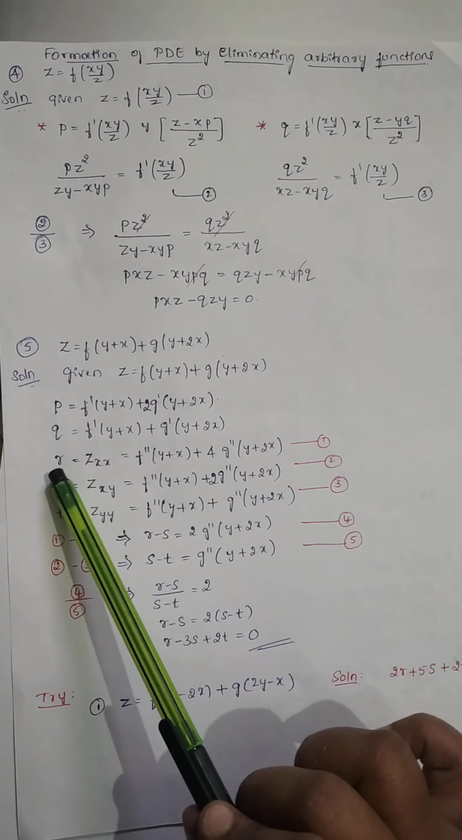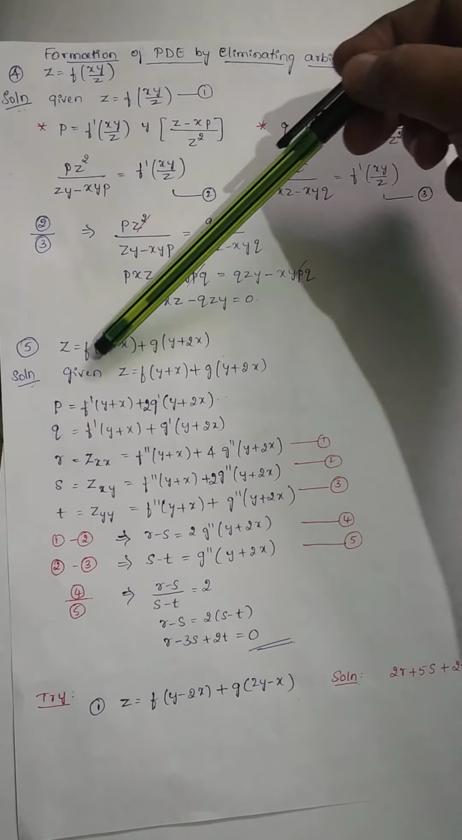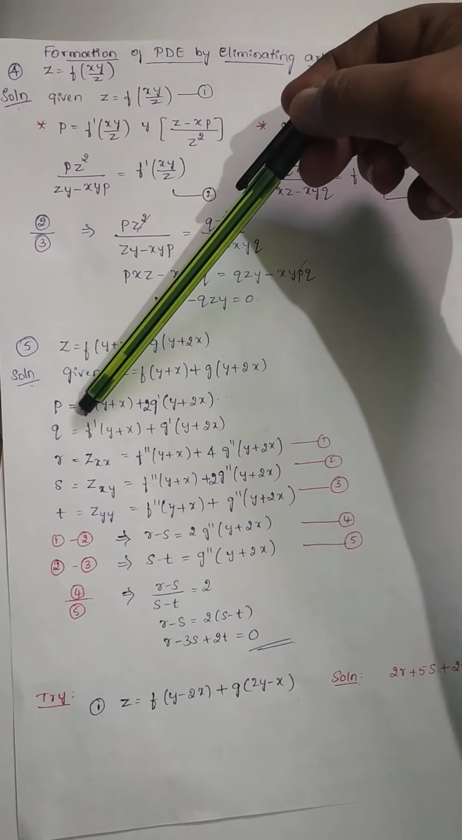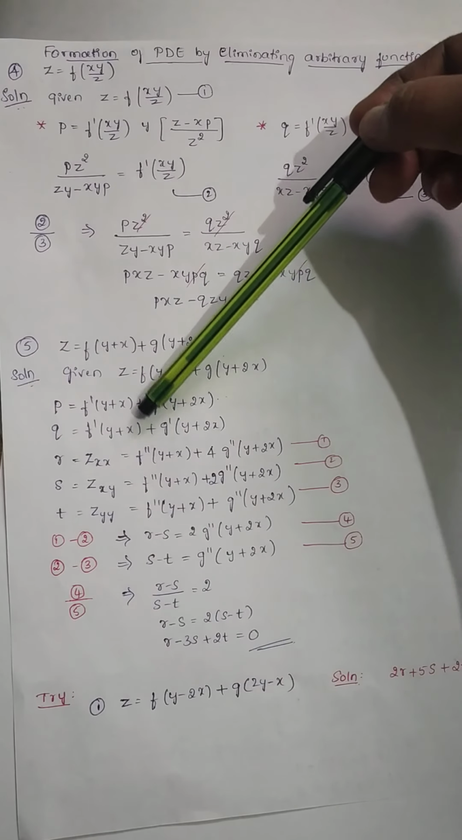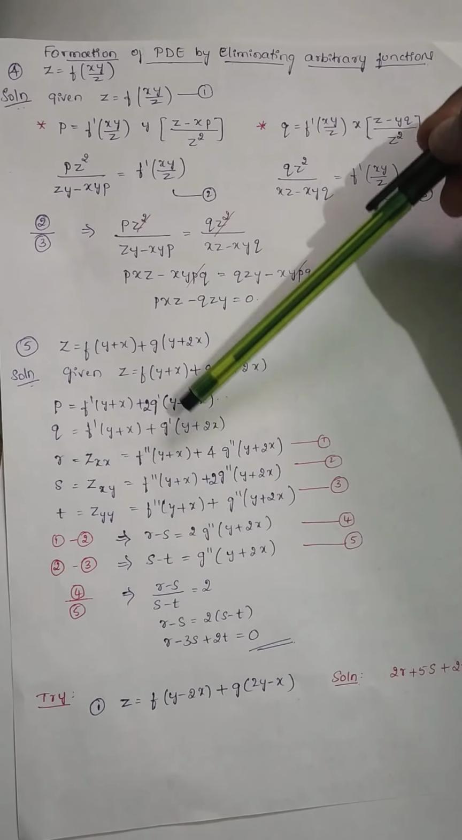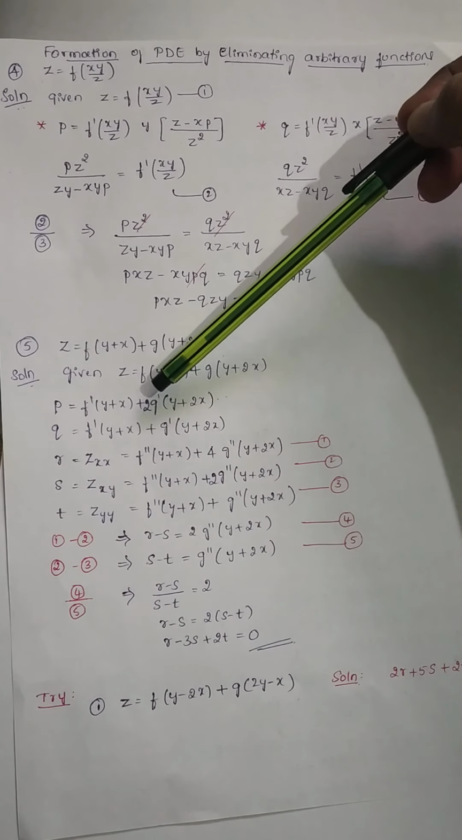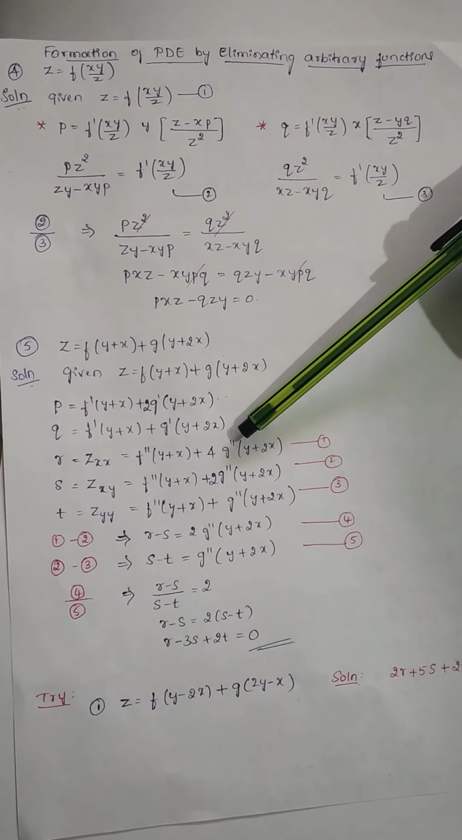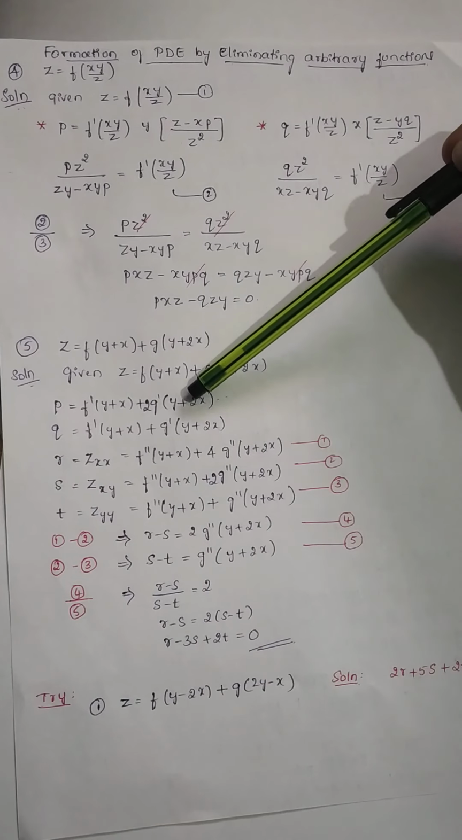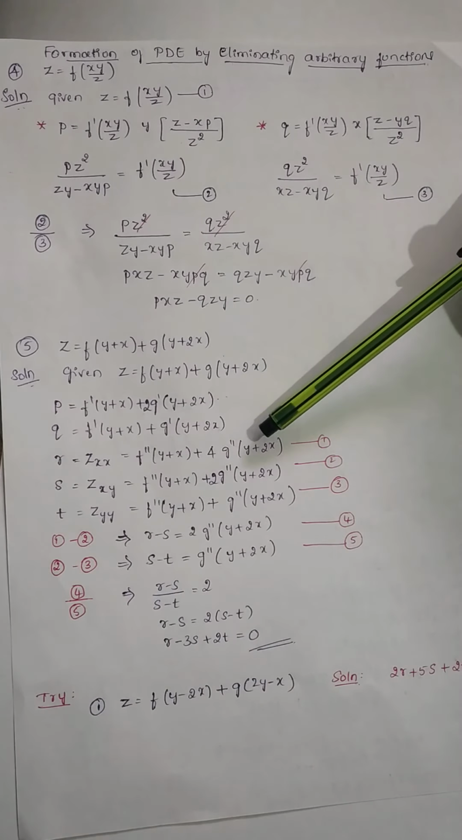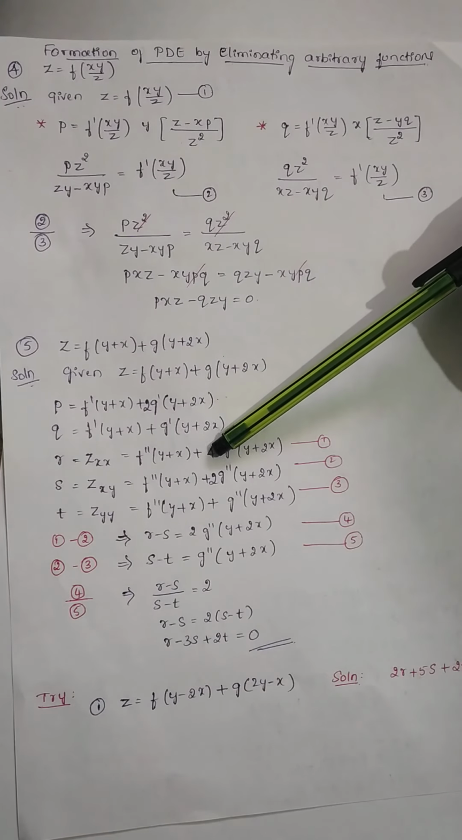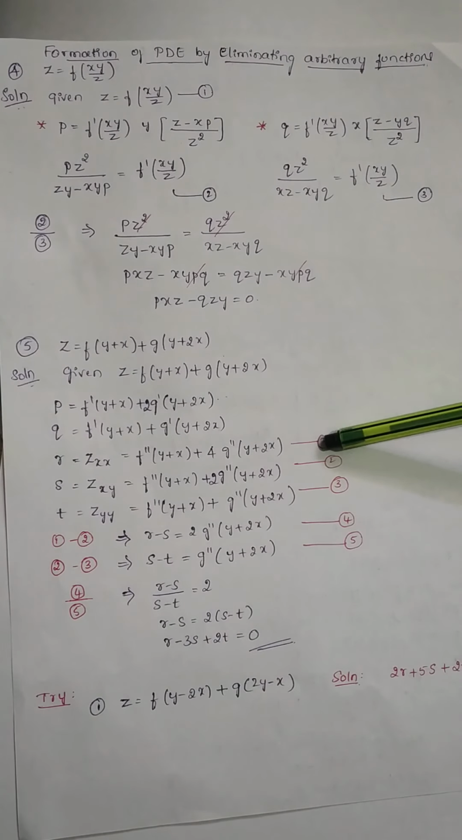Now r you write. So r in the sense differentiation of p, f double dash of y plus x plus 2 as it is. Differentiation of g dash will be g double dash. With respect to x you are differentiating, so differentiation of 2x will be 2. So 2 into 2 it will be 4. So you will call it as equation number 1.